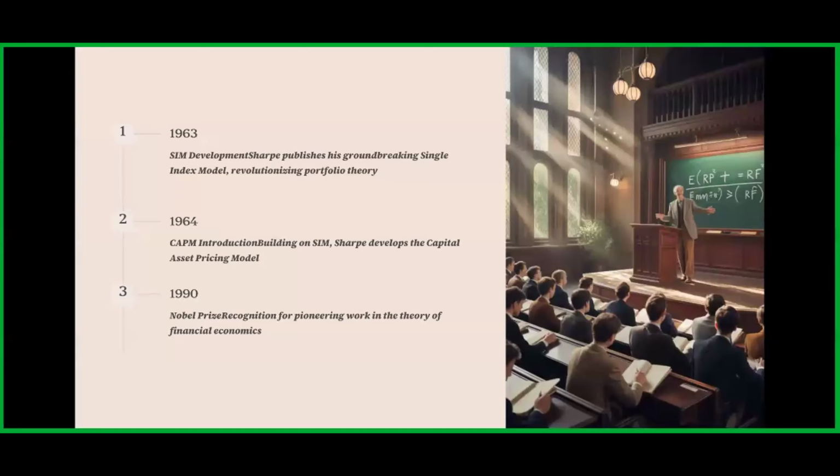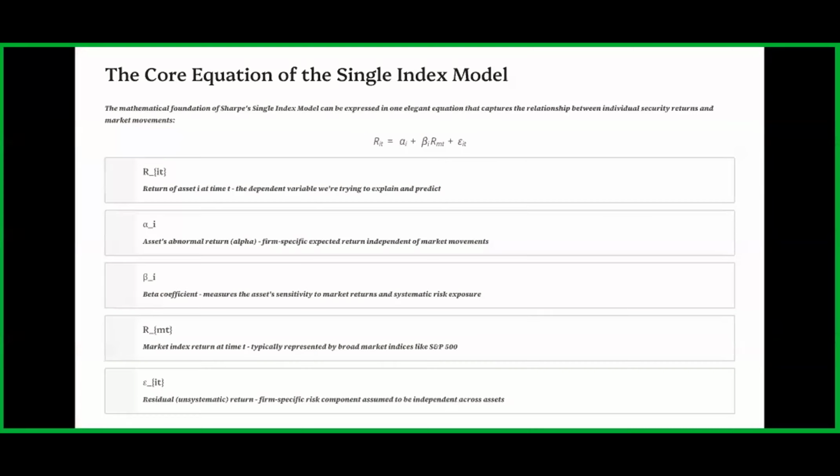In 1952, Markowitz put forward the Markowitz portfolio model. In 1963, after nine years, William Sharpe developed the single index model and published his groundbreaking work. In 1964, the single index model became the base for the CAPM, the capital asset pricing model. In 1990, he received the Nobel Prize for his inventions.